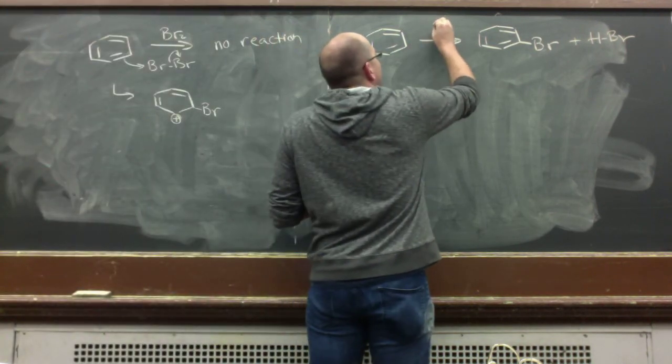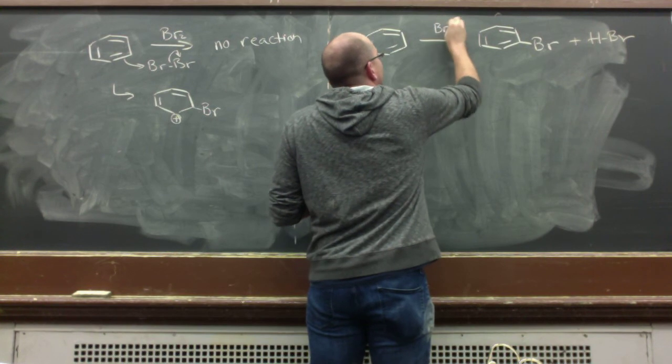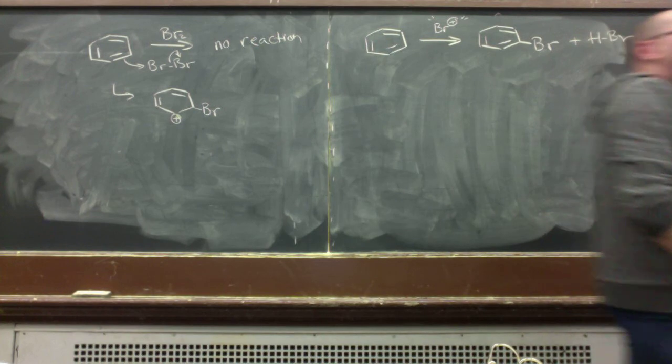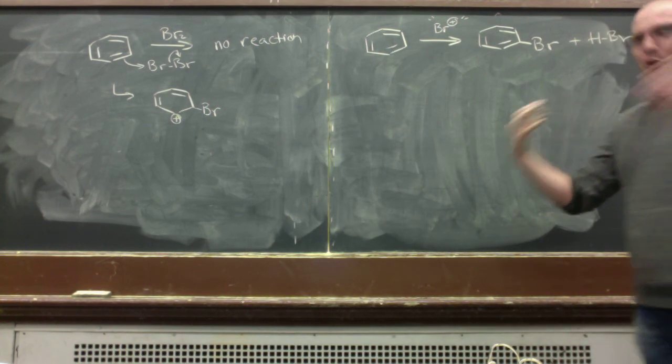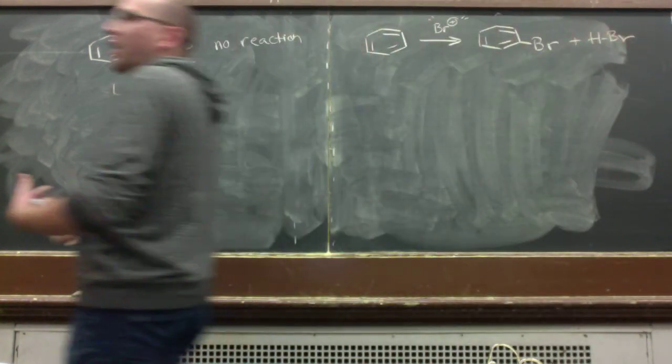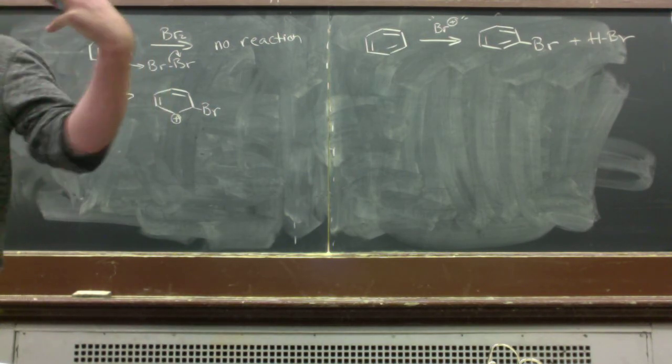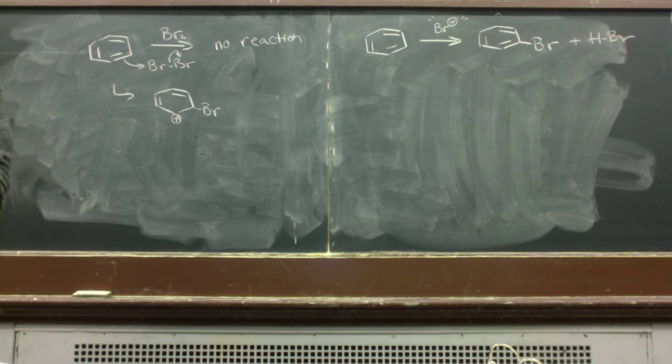What we effectively want to generate, and this will be a theme throughout this chapter, is bromine plus, in a way. We'll really want to generate these highly electrophilic charged species, right?